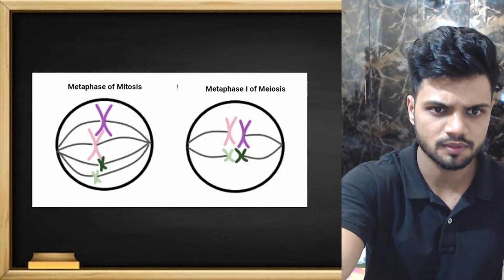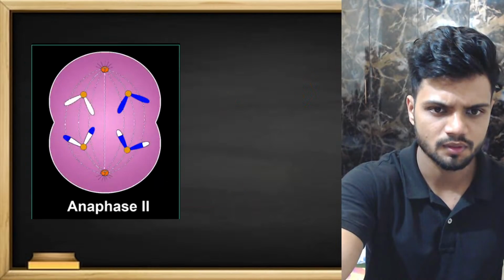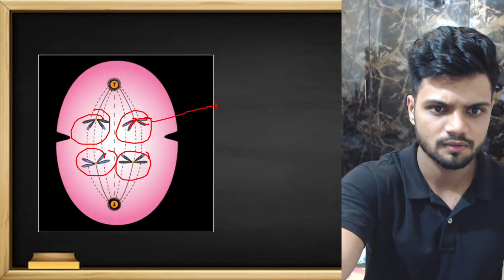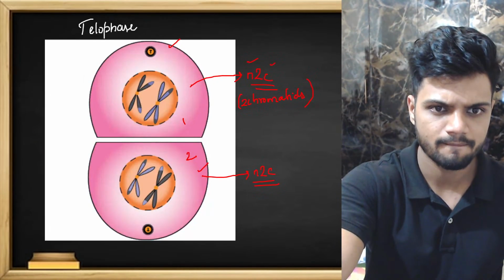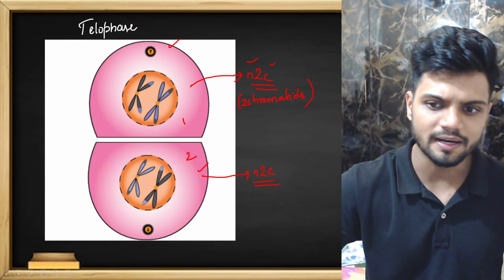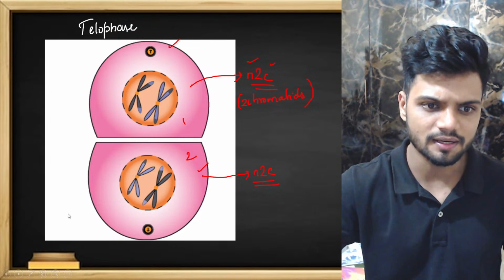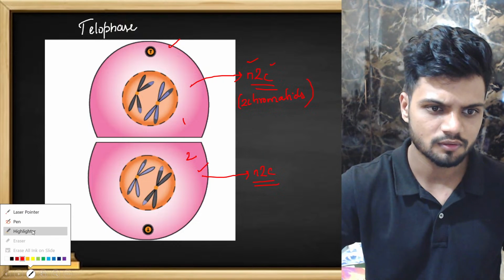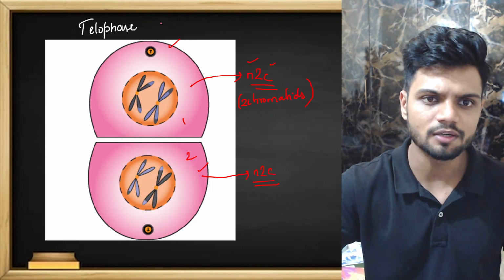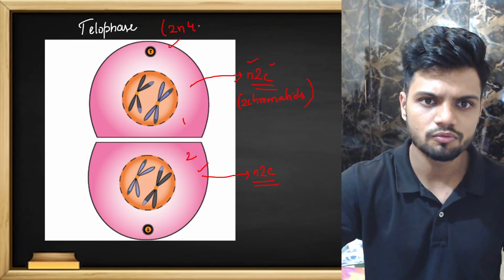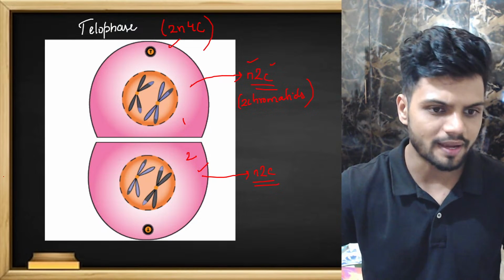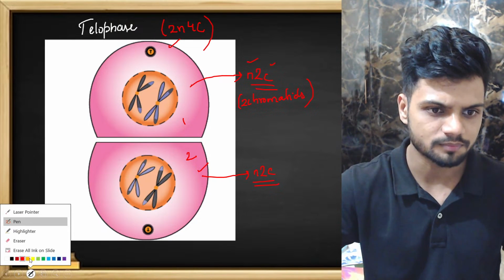This is Prophase I. Huh, it went back. This entire cell right now is how much? The entire cell right now is 2n and 4c.